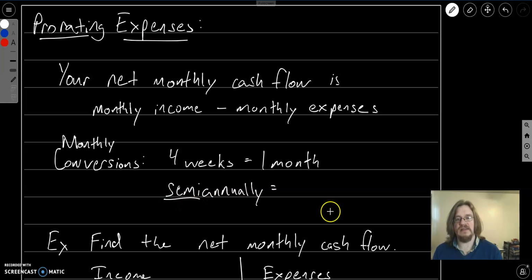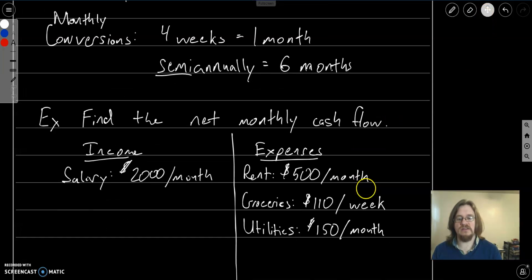And then we have the word semi-annually. Semi here means half. So if we're talking about a half a year, this is going to be 6 months. So if I have an expense that occurs semi-annually, I'll be paying it twice a year, each half a year, or every 6 months. So let's do an example.